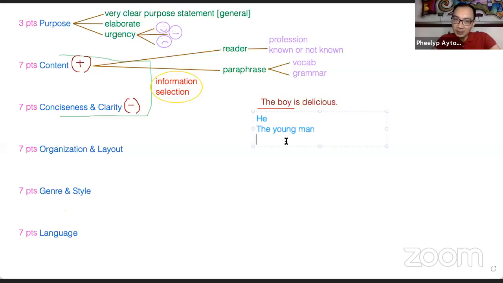Nawala yung youngness. Diba? The grown up. Nawala yung youngness. He's a boy. The lad. Right? The young guy. The young man. Good.